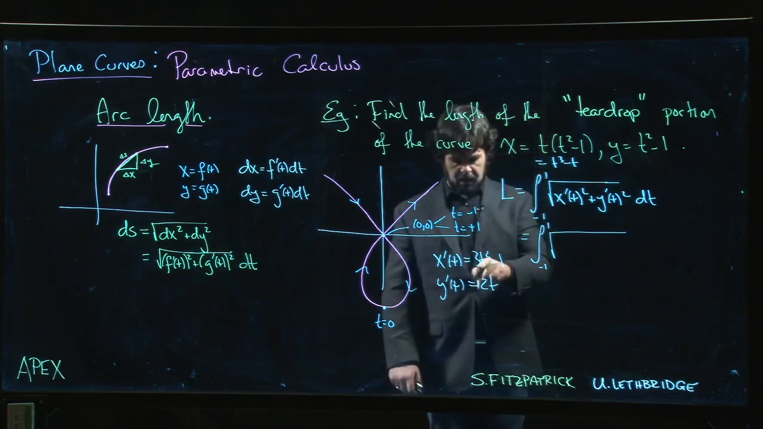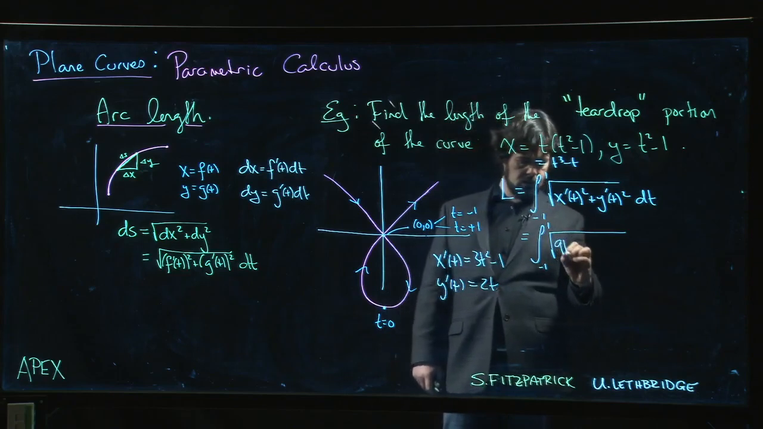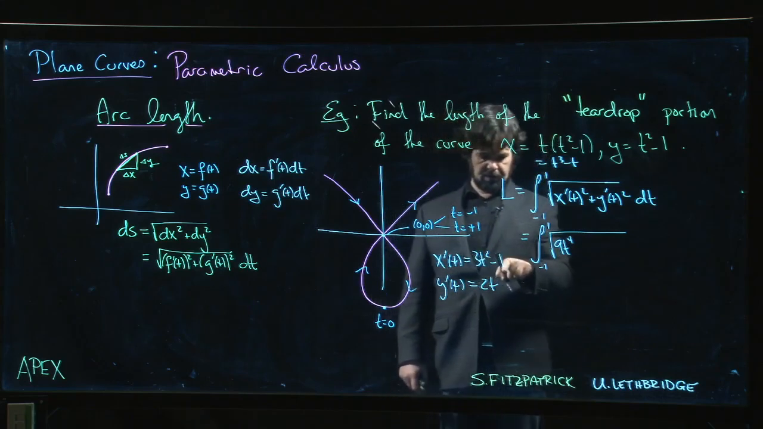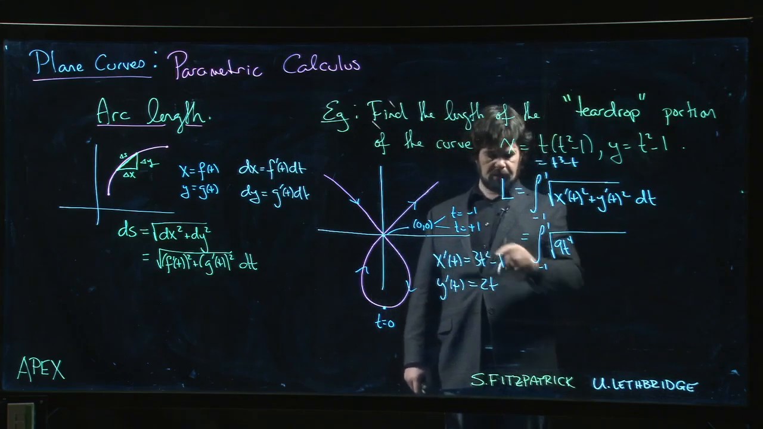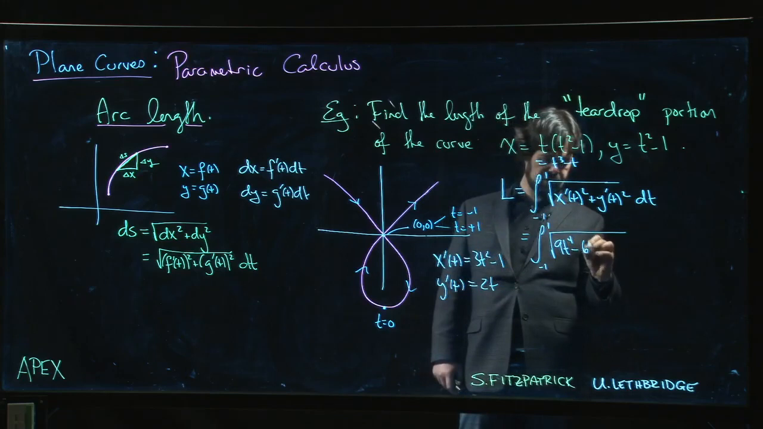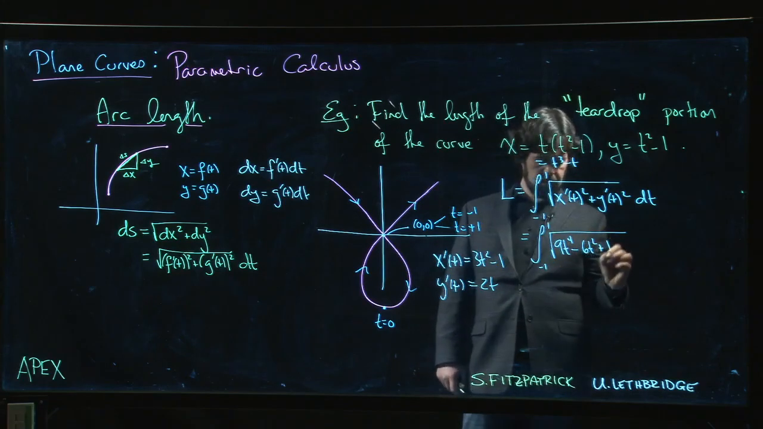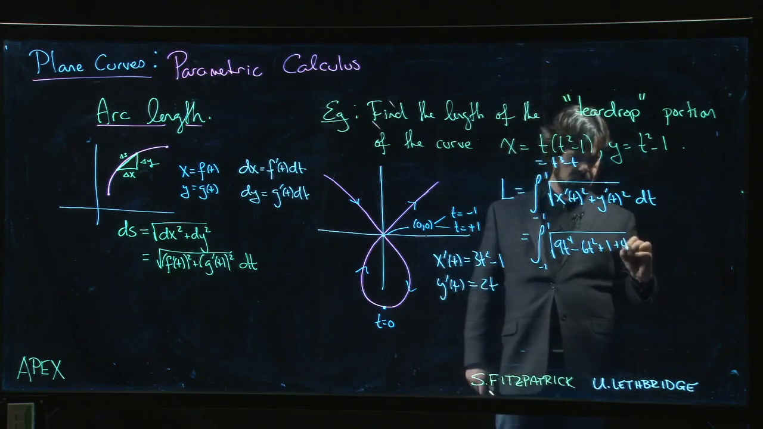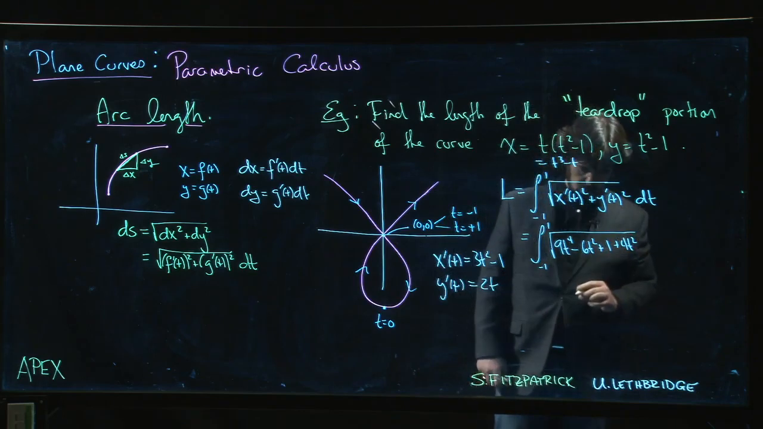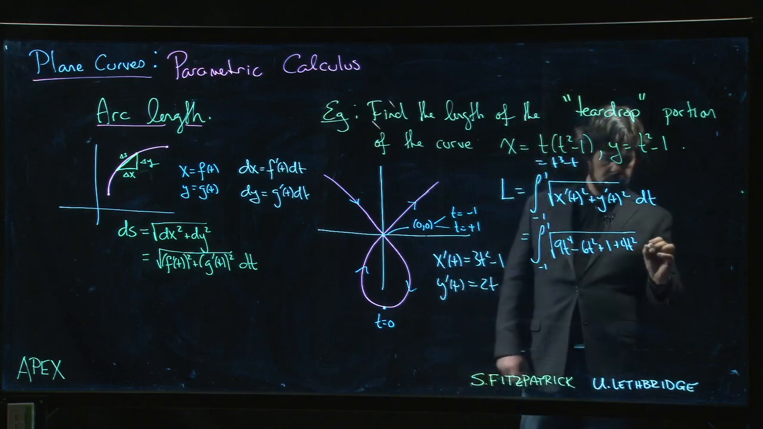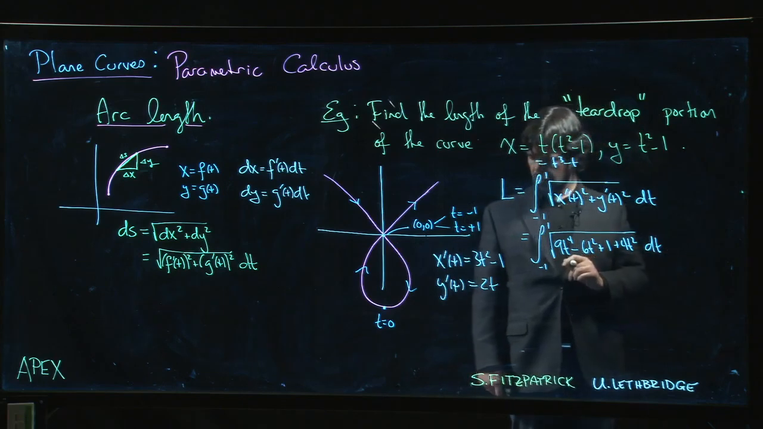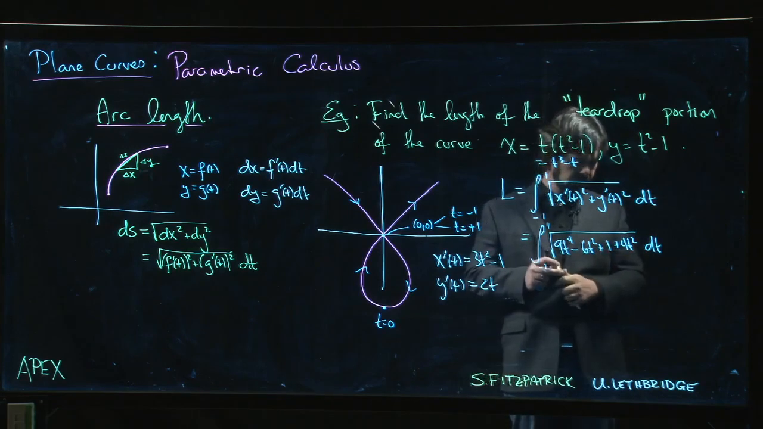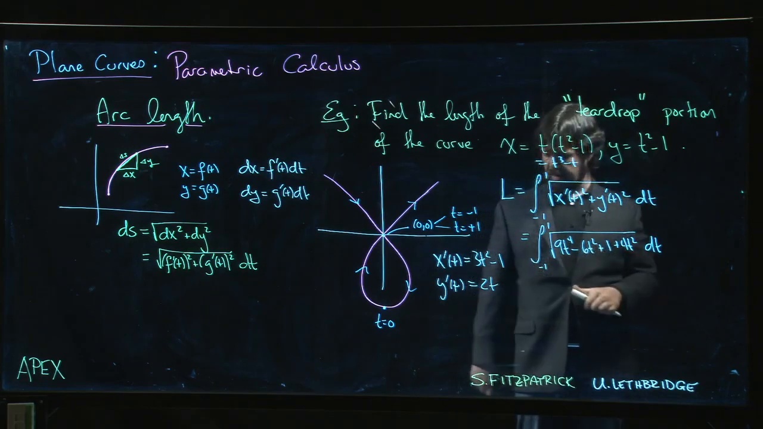So x prime squared, I have to square that thing. I get 9t to the 4. The cross term is going to be 6, 3t squared plus another 3t squared, so I get minus 6t squared plus 1. And then I have to add in the y prime squared, the 4t squared, dt. It's not looking so good. I mean, we can see it's even. That's going to help us out, probably. We can simplify at least.